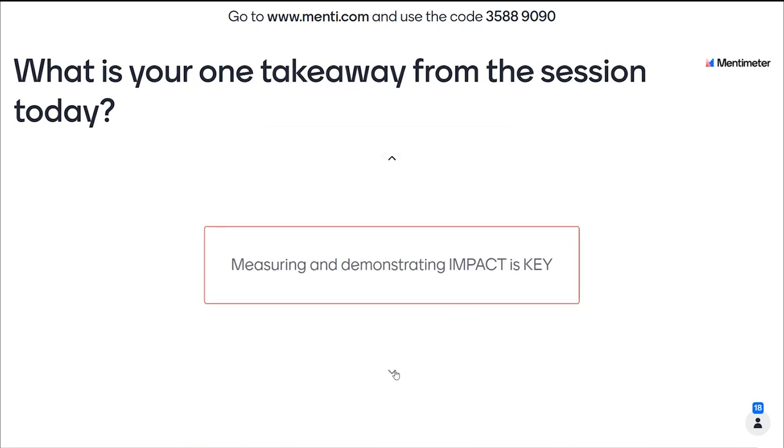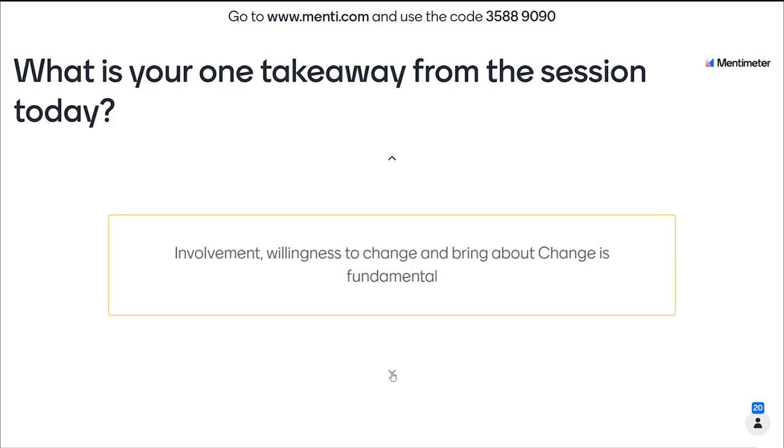Measuring and demonstrating impact is key, yes, but not just environmental impact. Look at environmental literacy impact. Change in knowledge is usually done by our education system, but how can we measure and demonstrate change in competencies, attitude, and also through different means, through observations and other things, the change in behavior. Involvement, willingness to change and bring about change is fundamental, yes.